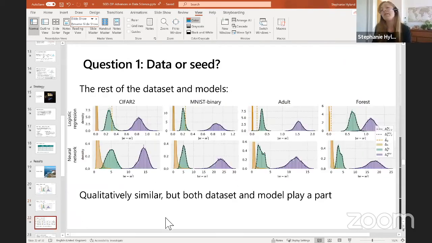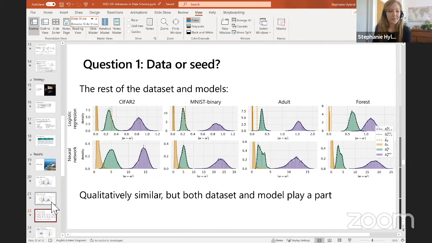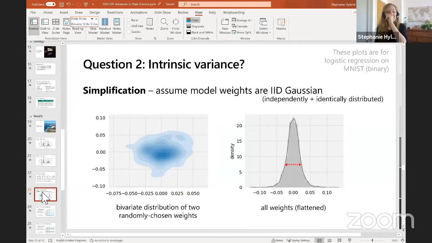And just quickly, this is the same plot for all 4 data sets for the 2 different model classes, and we see qualitatively the same result in all cases. Okay, so that's question 1. Looks like the seed is having a bigger impact.